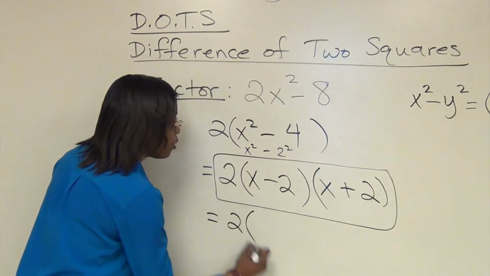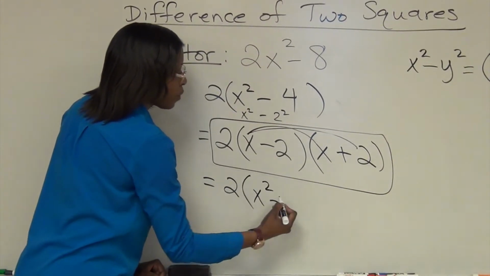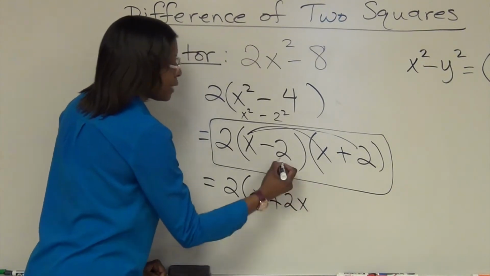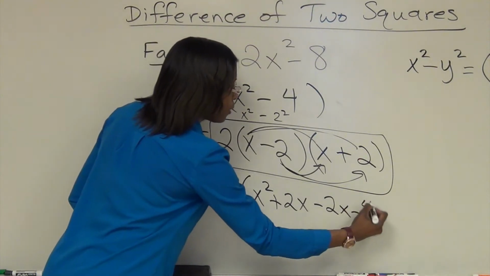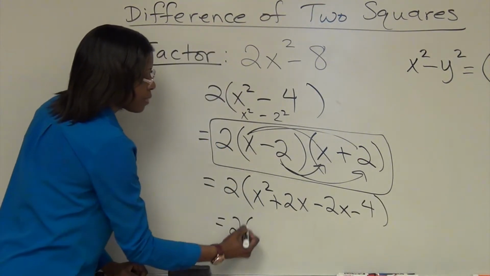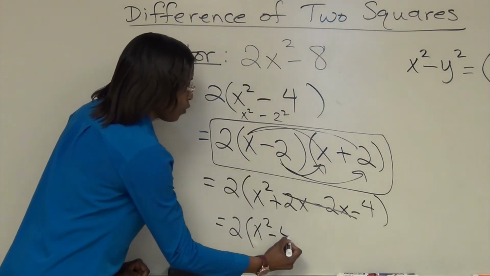Alright, so we're going to do 2 times x times each one. We get x squared plus 2x. Then negative 2 times each one is negative 2x minus 4. And what does that give us? These cancel out. They're like terms. So we get x squared minus 4.